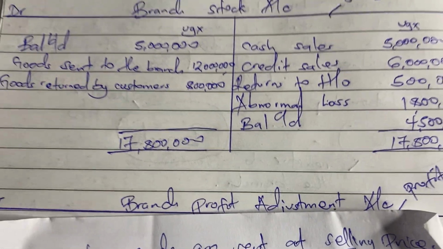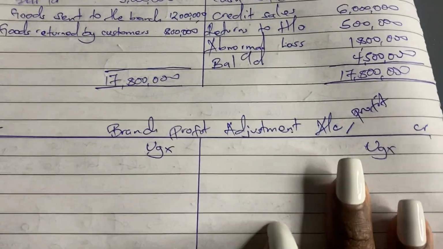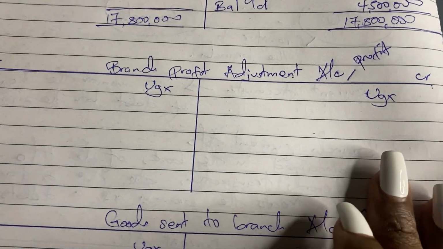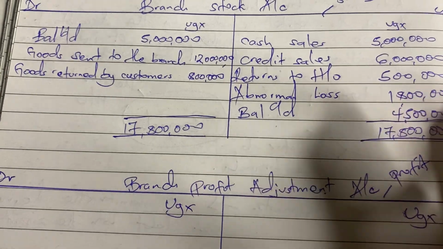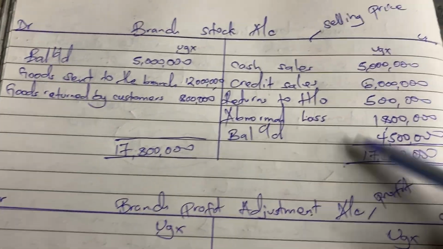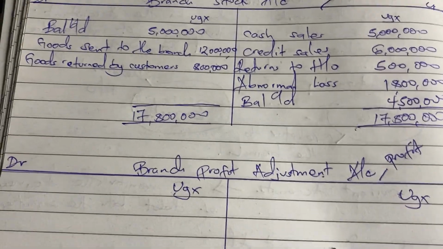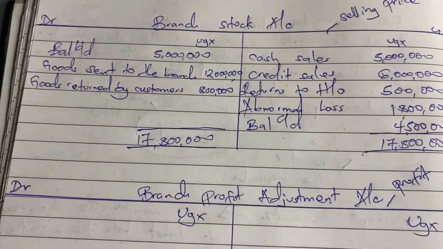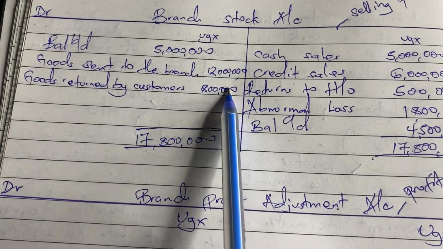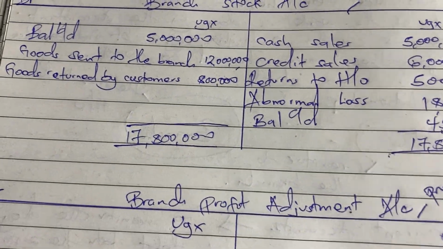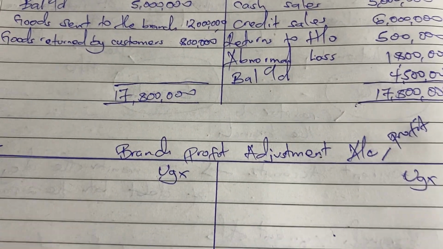Yeah, like that. Then we go to the profit adjustment account. So here we only record the profit figures. We use this same account. Whatever is on the credit side, we put it on the debit. Whatever is on the debit, we put it on the credit, except things that have to do with sales: the cash sales, the credit sales, and goods returned by customers. Those ones we don't consider. We consider the rest apart from those three.